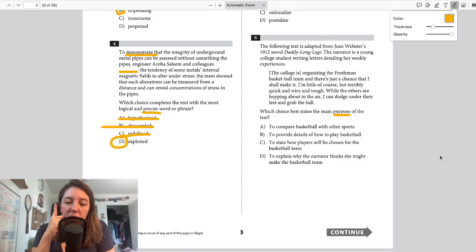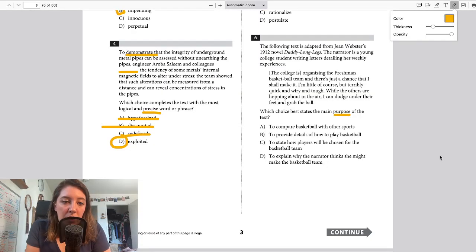So it says, the college is organizing the freshman basketball team, and there's just a chance that I shall make it. I'm little, of course, but terribly quick and wiry and tough. While the others are hopping about in the air, I can dodge under their feet and grab the ball.